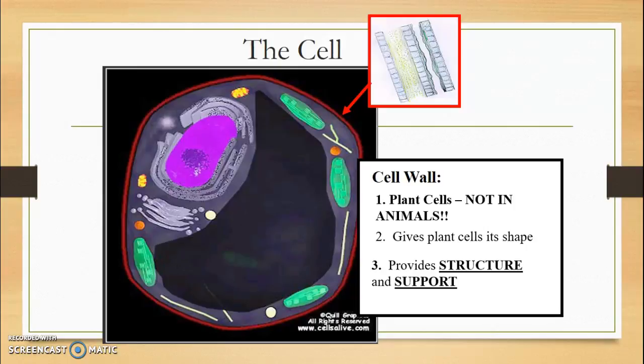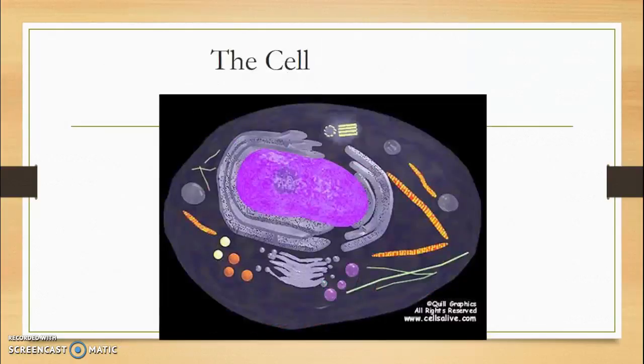Now again, these are not found in animal cells, only plant cells. And they are what give the plant cells kind of that box or brick-like appearance. Okay? So that's the outside of the cell. Now we're going to move inside the cell.